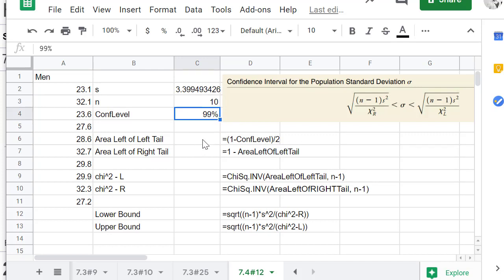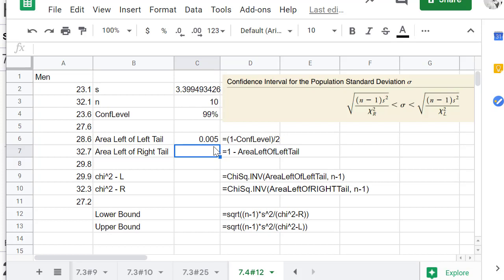Now we want to find our critical value first. In order to find a critical value, we need to find the area to the left of the critical value. So if the middle of the data set is 99%, then you have 1% combined on both sides, but on the left side you want half of that. So this is going to be 1 minus the confidence level, and divide that by 2. So 1 minus the confidence level is 0.01, and then we divide this by 2 and you get 0.005.